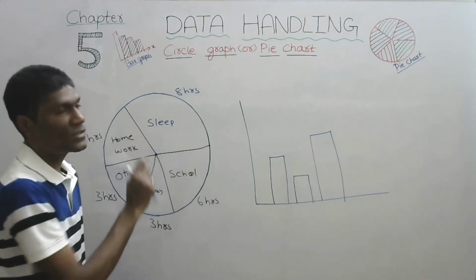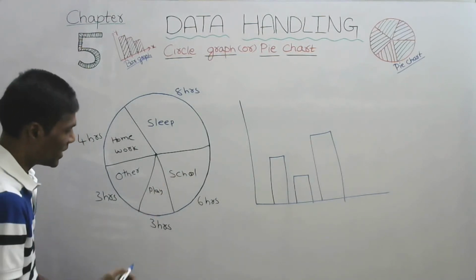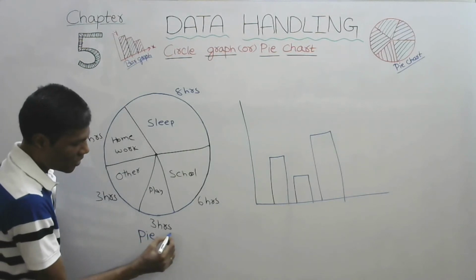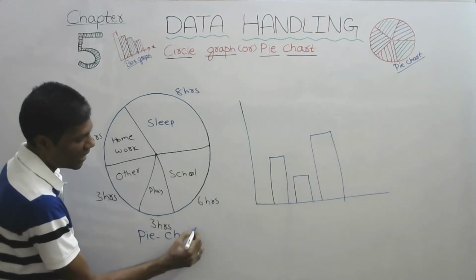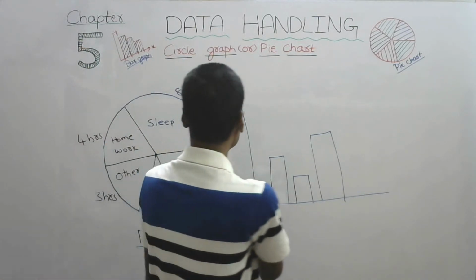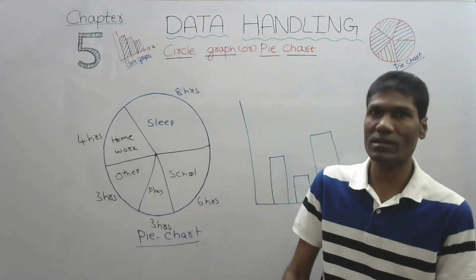This is called a circular graph, and the name given to this is pie chart. We will name it as pie chart. The circular graph is known as pie chart.